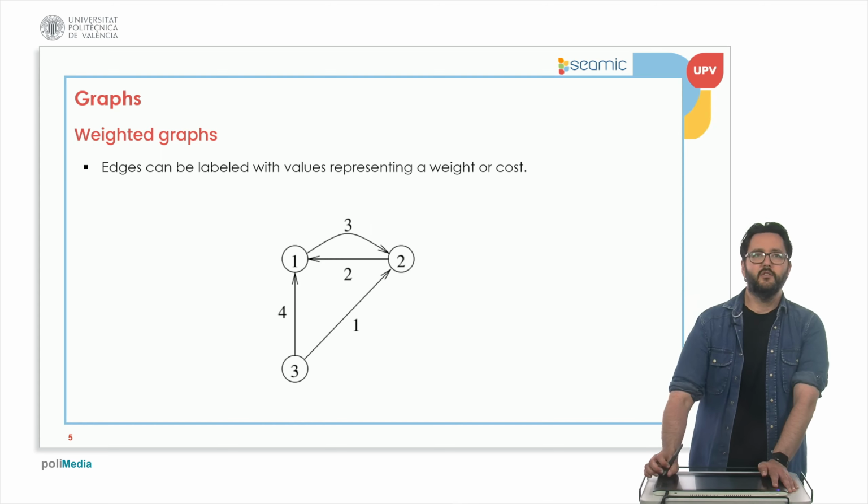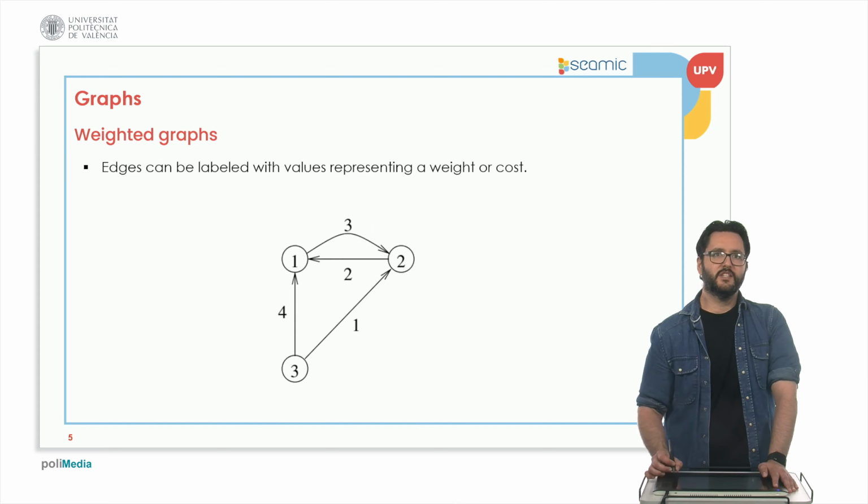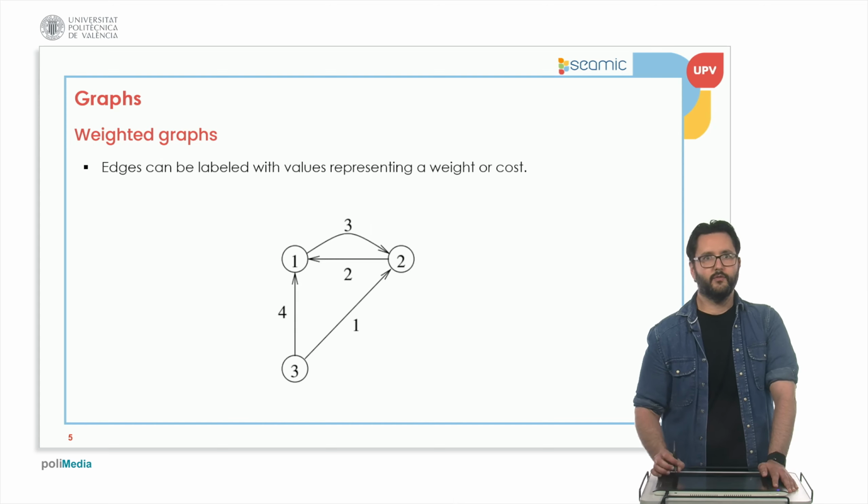We can talk about weighted graphs if we include values in the edges that will represent weights or costs, for example, distances. This is used in many algorithms in order to compute, for example, the best path.